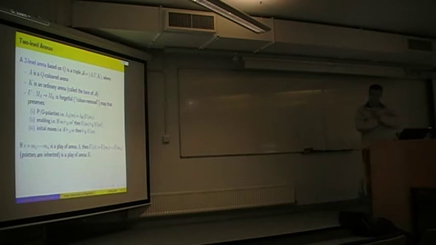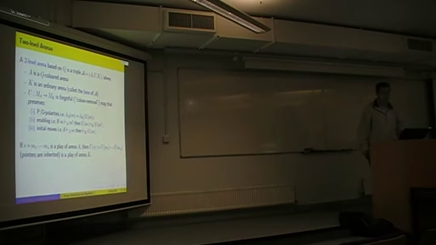So what is a two-level arena? Well, a two-level arena has two structures, an upper level structure and a lower level structure mediated by a forgetful map. More precisely, the two-level arena, which is based on Q, the set of colors, is a triple. A, the upper level structure, is just a Q-colored arena. K, the lower level structure, is just an ordinary arena, which is the base of A. And U is a map, mapping moves of the upper arena to moves of the lower arena.